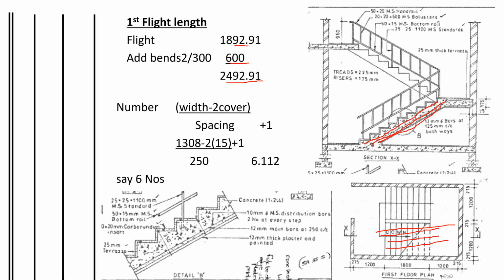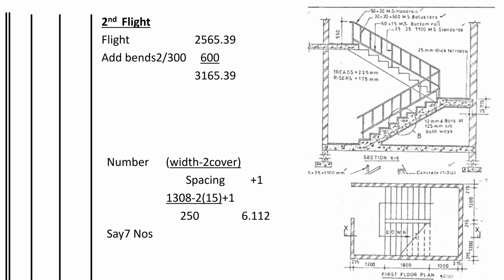The number of bars, we shall take the width of the flight, which is 1200 plus 215 divided by 2, 1308. We deduct the concrete cover, we divide by 250, then we add 1. We get 6.112. So 6 bars or 7 bars. Alright, we shall say 6. So we shall go to the second flight.